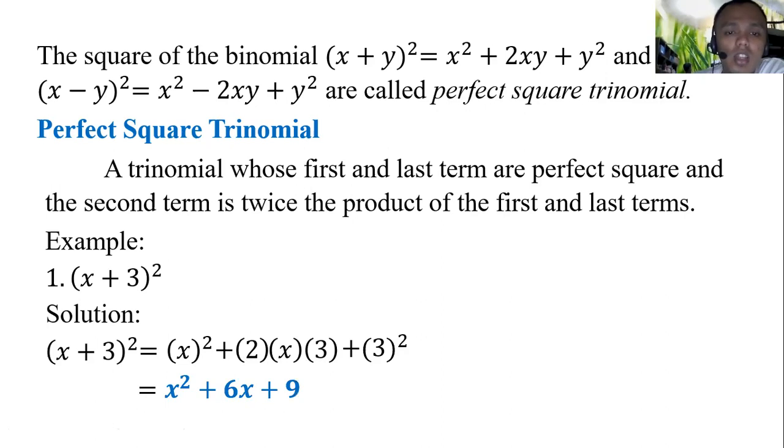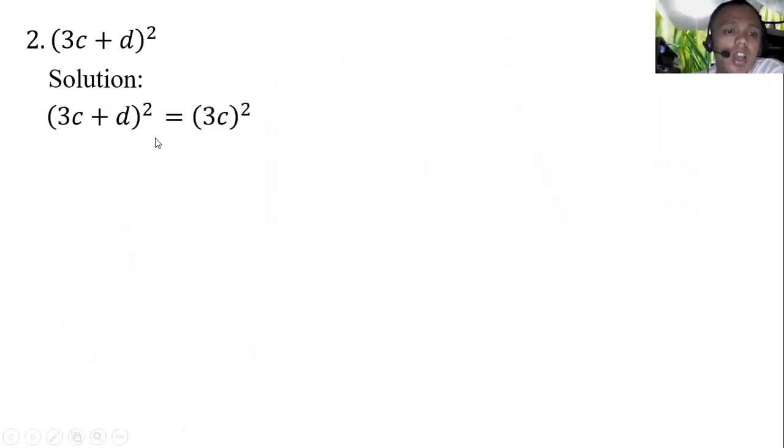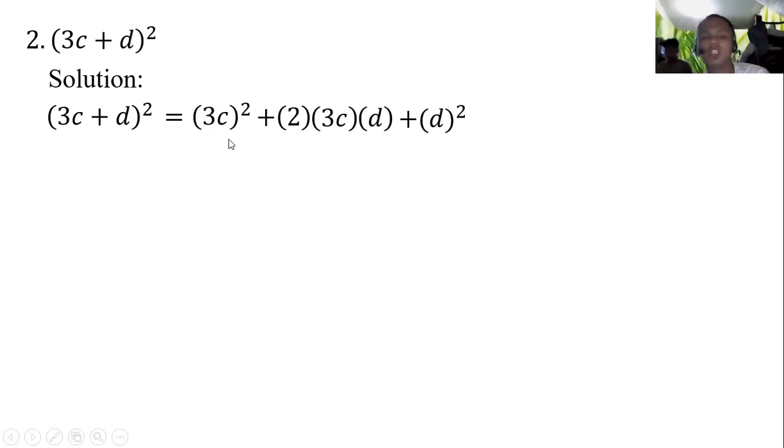Next, we have 3c plus d squared. So here again, ganun pa rin yung process natin. Yung first term natin, i-square natin, and then get the product of 2, 3c, and d. So you have 2 times 3c times d, and then get the square of the last term, which is d. And then 3c squared is equal to 3c times 3c. That would be equal to 9c squared plus 2 times 3c times d is 6cd, and then d raised to 2 is d squared.